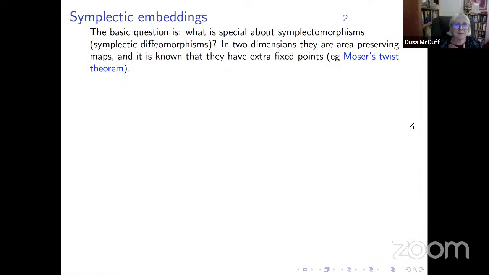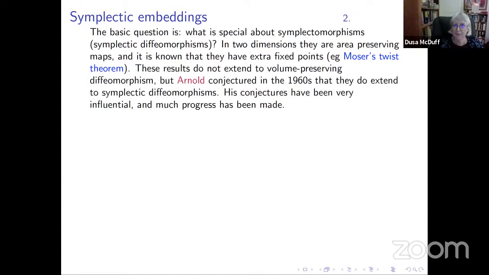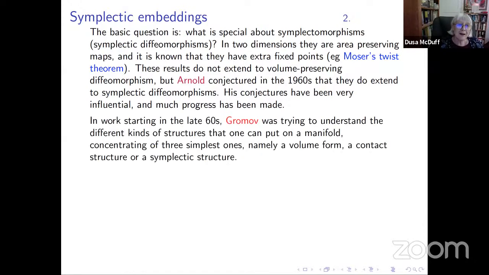Now, the basic question is, what's special about symplectomorphisms? In 2 dimensions, they preserve area, and we know that they have extra fixed points under certain situations, for example, Moser's twist theorem. But when people looked at these results, they don't extend to the volume preserving case. However, Arnold conjectured in the 1960s that they do extend to symplectic diffeomorphisms. He made some very influential conjectures that people have been studying ever since, really.